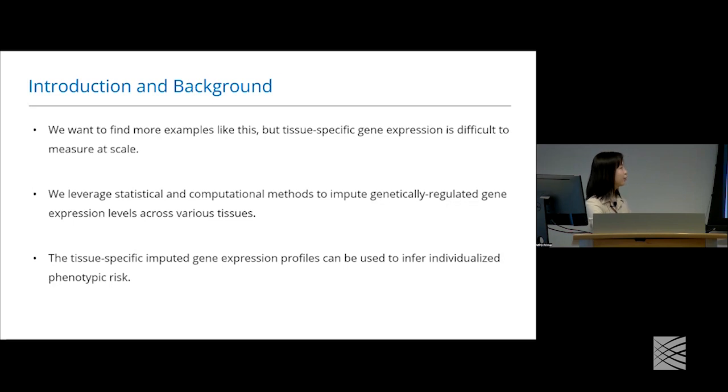And in addition to using it as a variable that we can leverage to find drug target, the tissue-specific imputed gene expression profiles at the individual level can also be used to infer individualized phenotypic risk. And we hypothesize that this score may be more biologically interpretable than other conventional scores, because the predicting unit in the score is the gene expression level. So the mechanism is clear.